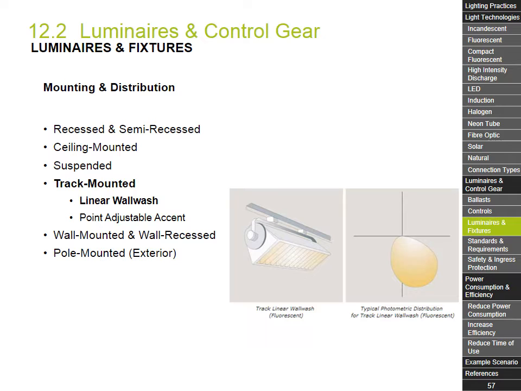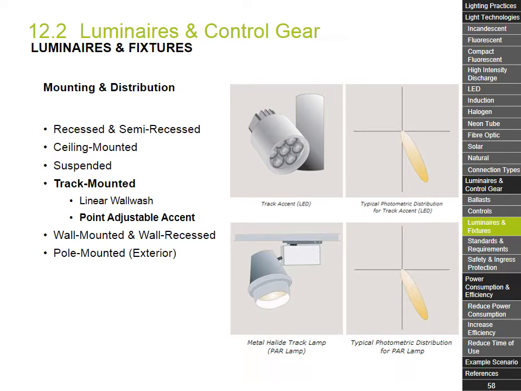Track-mounted luminaires include linear wall wash, where a linear light source provides a wash of light aimed at a wall, and point adjustable accent, where a point light source provides a wash of light aimed at a wall, such as the LED luminaire shown in the top figure. These types of luminaires can be manually aimed after installation.